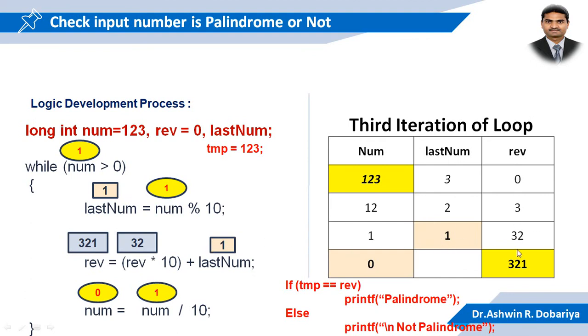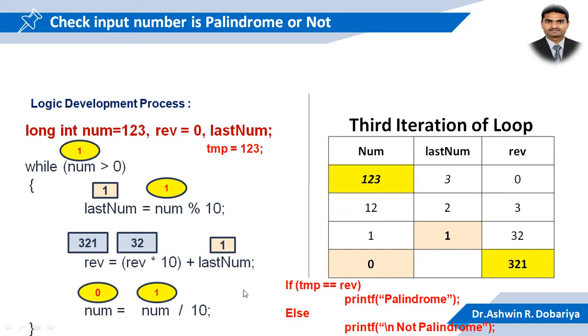Then the previous value of reverse is 32, multiplied by 10 means 320, plus 1, and now it becomes 321. Now 1 divided by 10 means 0.1, but 0.1 will be ignored, so only 0 is returned, and finally this condition becomes false. So now see, reverse contains the reversed value. Our original number 123 is the backup copy in the temporary variable, and the reversed number is stored in the reverse variable.